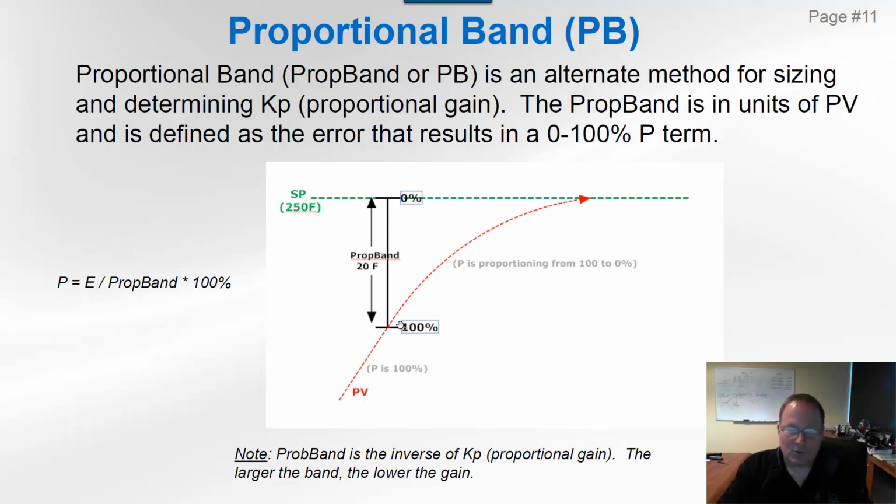Okay, and so when the process is inside the proportional band, you will be proportioning. It'll be between 0 and 100%. Outside of the proportional band, down here, P will be 100%. It'll be clipped at 100. Okay, so now it's interesting to note that the prop band is the inverse of Kp. Okay, the larger the band, the lower the gain.